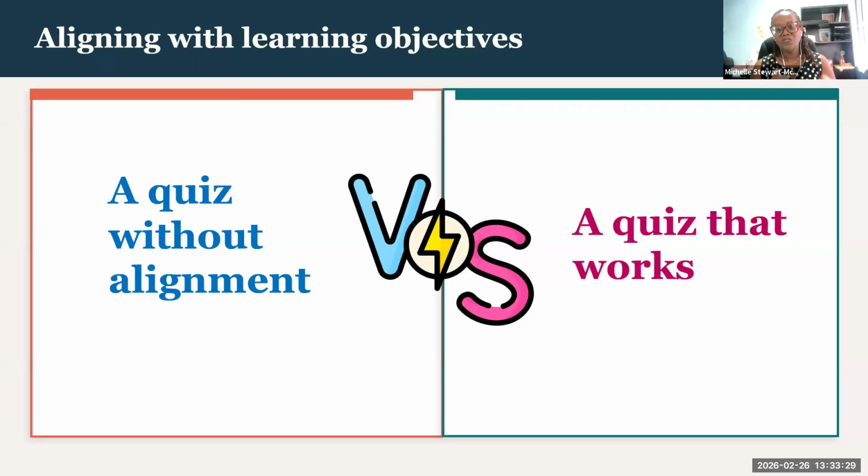So the question that we should always ask before we build our quiz items, before we build our quiz set, is which one of the learning outcomes does this particular question test?